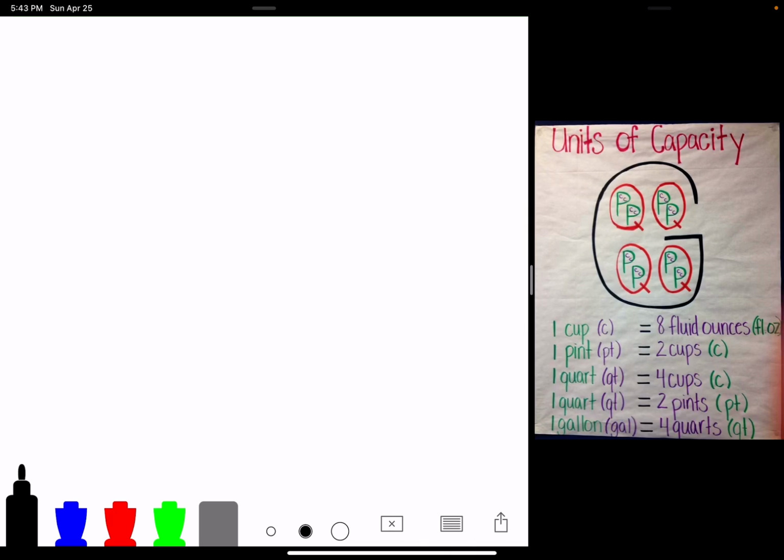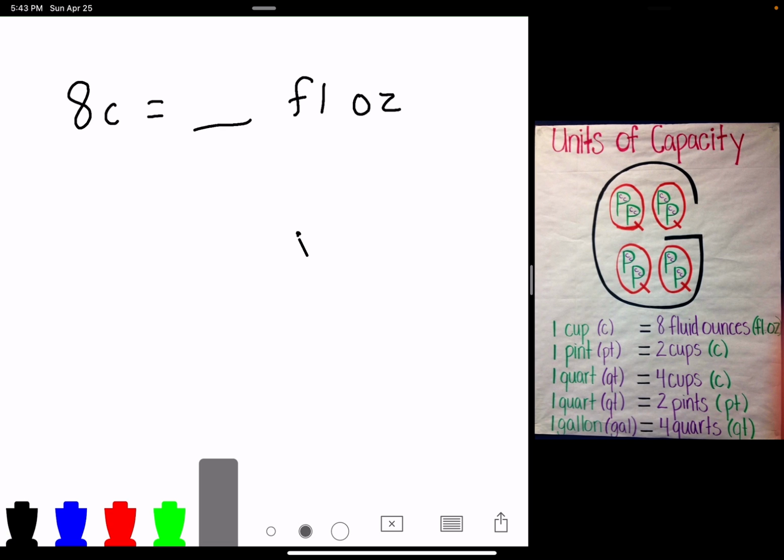So here's an example. 8 cups, C stands for cups, equals how many fluid ounces? Okay, so 8 cups is how many fluid ounces? The first thing I need to think about is, well, how many fluid ounces is in 1 cup? I look at my chart and I see that 1 cup equals 8 fluid ounces. So if 1 cup equals 8 fluid ounces, I'm wondering how many 8 cups is. That means I need to do 8 times 8.